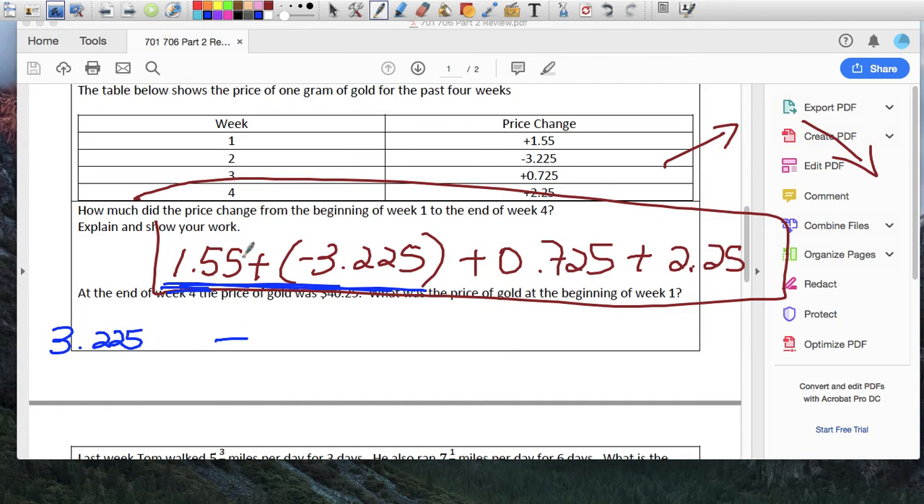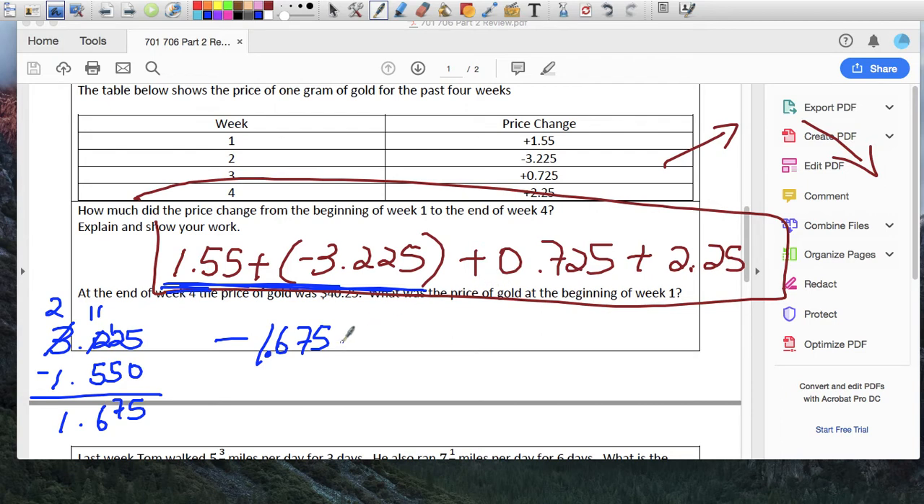1.55 plus negative 3.225. I'm going to have more negatives. I make zero pairs and find the difference between them. Let's subtract these two numbers. Add a placeholder, 5 minus 0, 0. I'm going to do some borrowing. 2, 12, 11, and 12. 12 minus 5 is 7. 11 minus 5 is 6. 2 minus 1 is 1, so I'm getting negative 1.675.